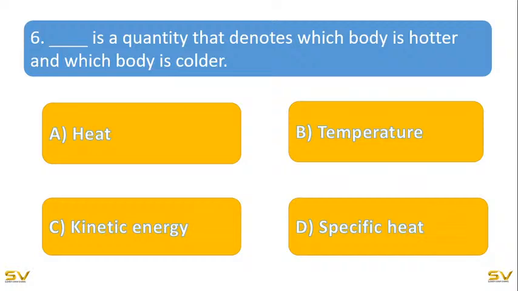Sorry for this. I'm just checking whether it is working or not. Yes, it's working perfectly. So dash is a quantity that denotes which body is hotter and which body is colder. Is it heat, temperature, kinetic energy, specific heat?